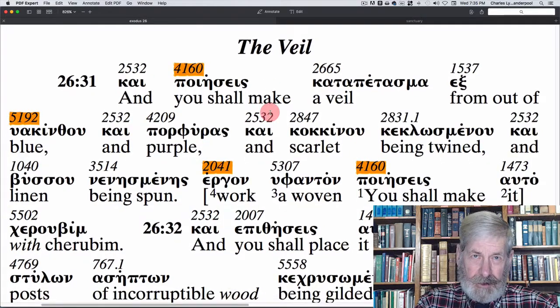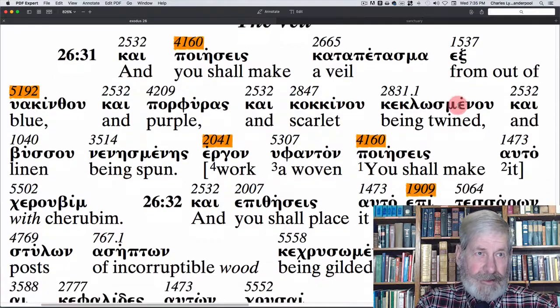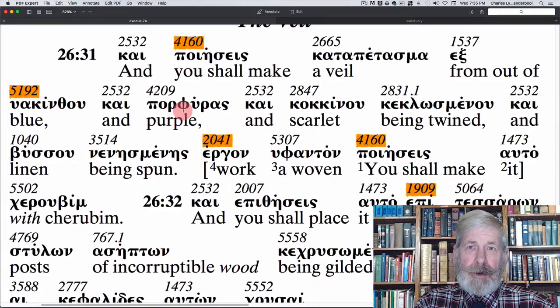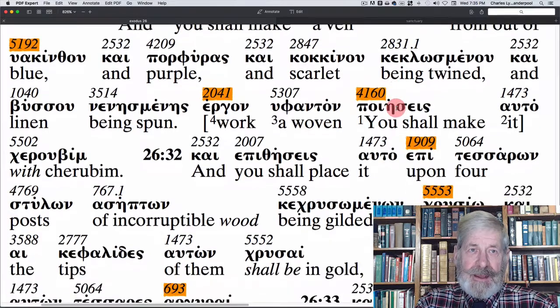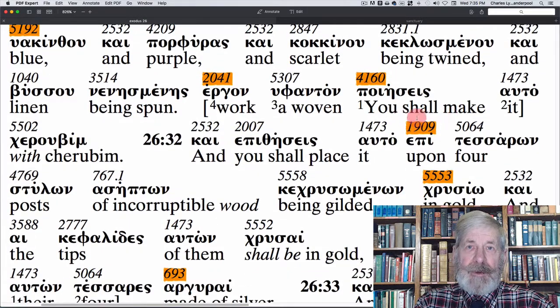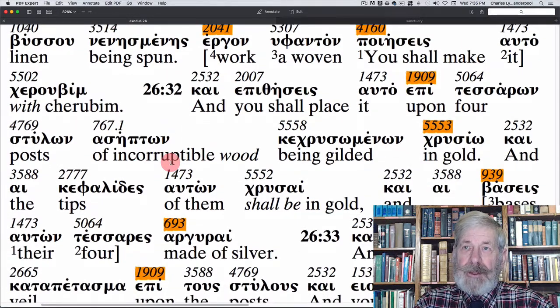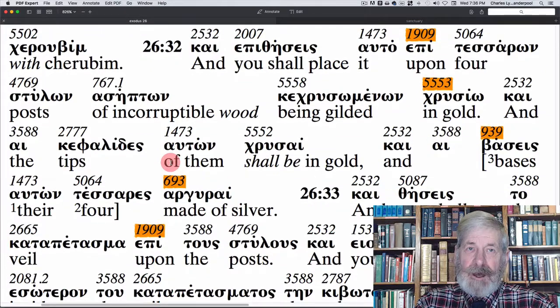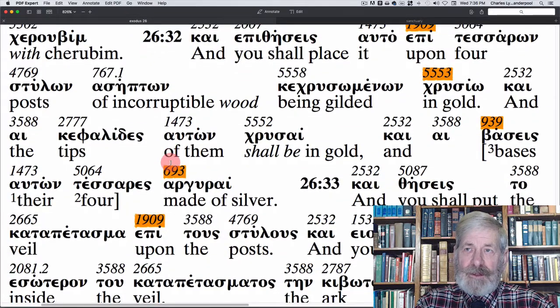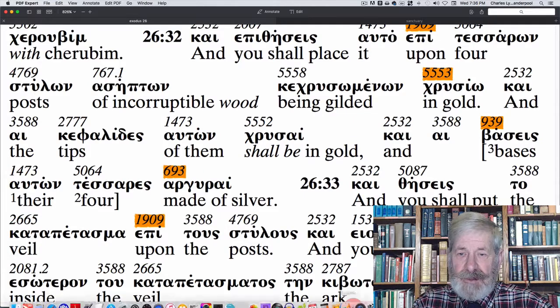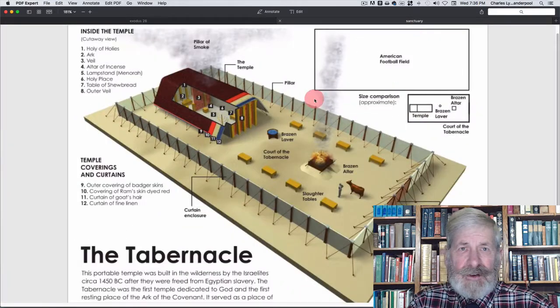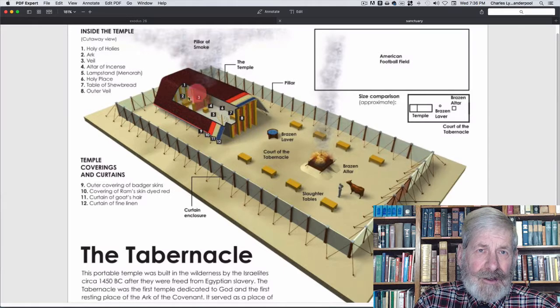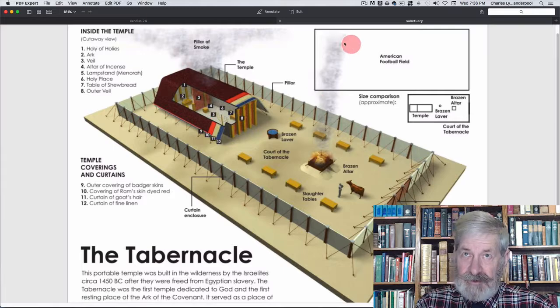Now we go into the veil. And you shall make a veil from out of iacinthus, hyacinth, blue, and purple, and scarlet, being twined again, and linen being spun. You shall make it a woven work with cherubim, again the cherubim on it. And you shall place it upon 4 posts of incorruptible wood, being gilded in gold. And this is the veil, this part inside, number 3 here. It's on these 5 pieces, the posts, and somehow it's attached to them.